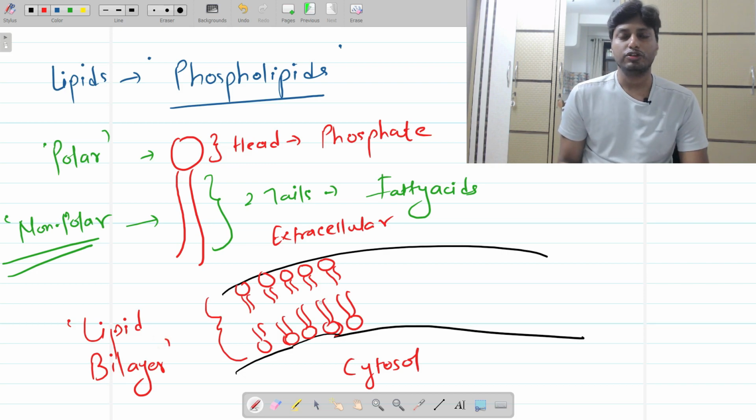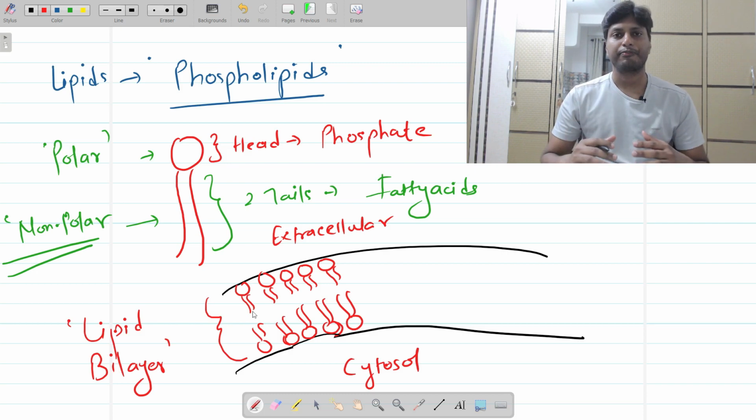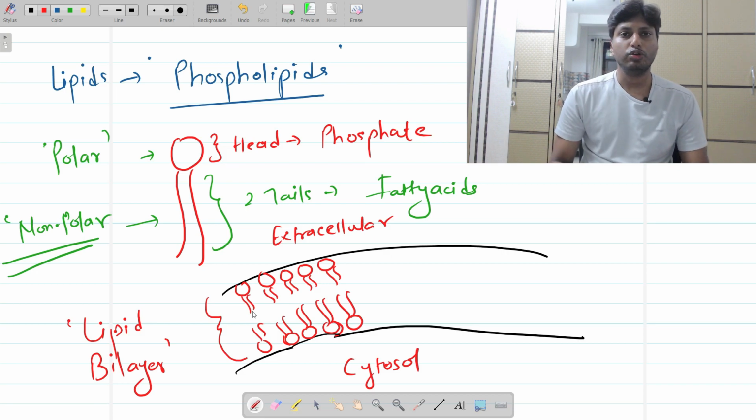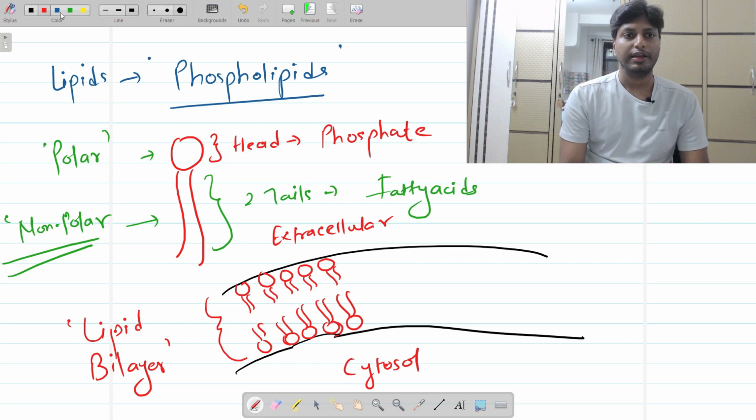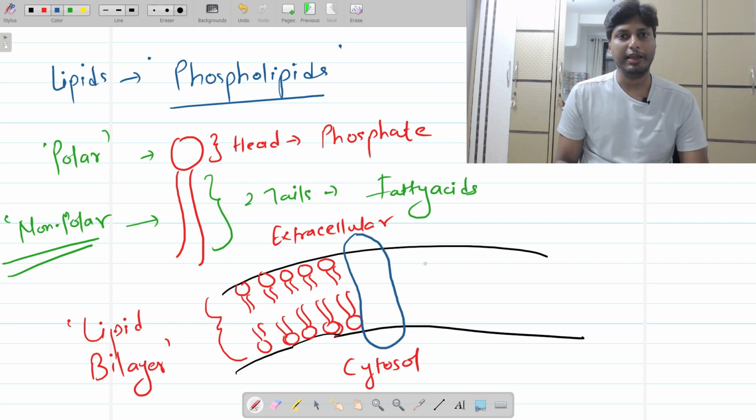Jonathan and Singer devised the fluid mosaic model, in which they said that the membrane consists of two layers of lipids, and these two layers consist of many phospholipids present one after the other in a highly mosaic form, and that's why it is called the mosaic model. At the same time, they form two layers, and that's why it is called a lipid bilayer. Now you must be wondering where the proteins are present, because earlier we said that the cell membrane has lipids as well as proteins. Remember that the proteins are present in between the lipids.